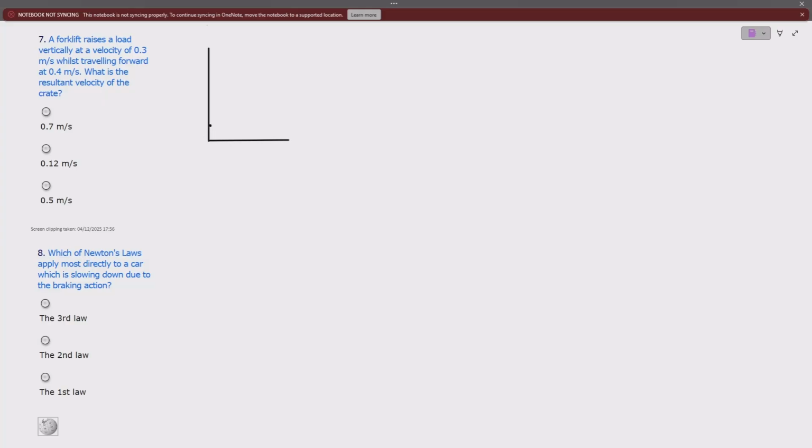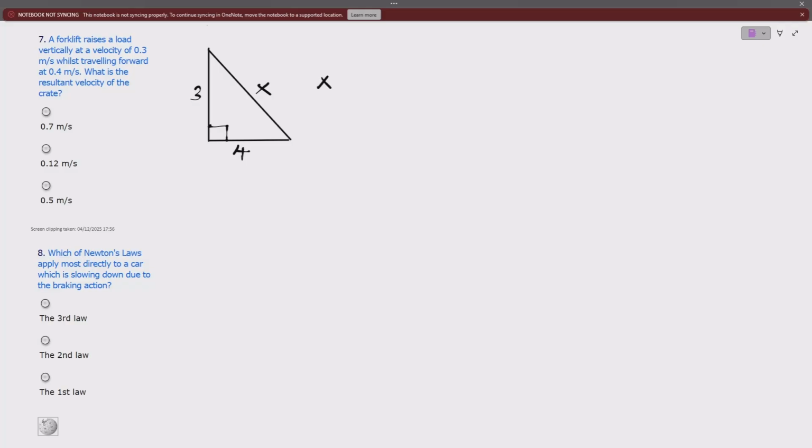There you have 90 degrees. So 0.3, 0.4, because they have the same decimal point, you can choose to represent it by 3 and 4 in order for you to find the hypotenuse. So we're going to use Pythagoras theorem here. Forward is 0.4, vertically 0.3. So we're going to represent 3 here and 4 there. I represent the hypotenuse by x.